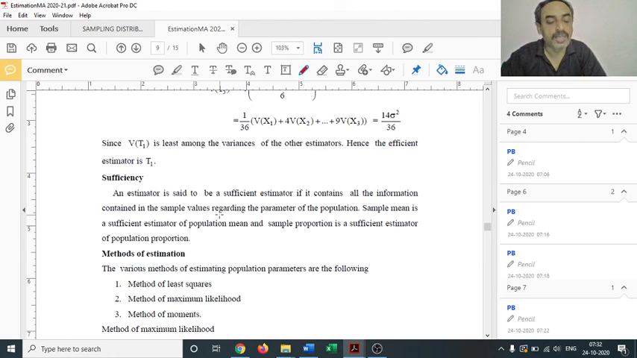We are not coming to the other properties to examine the sufficiency of an estimator. That's about the four properties of estimators.